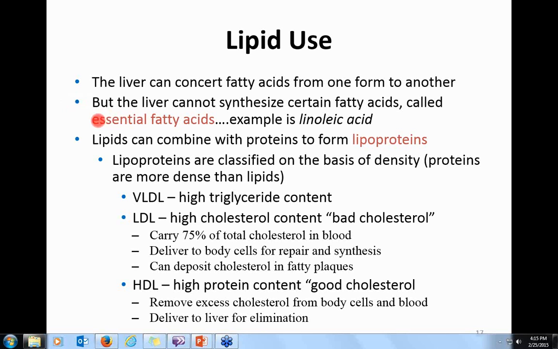Here's an example of an essential fatty acid. That's linoleic acid. And here's why lipoproteins are so important. Lipoproteins are molecules that are a combination of proteins and lipids. And you have a couple. VLDL has high triglyceride content. And the two you probably have heard of are LDL, bad cholesterol, and HDL.